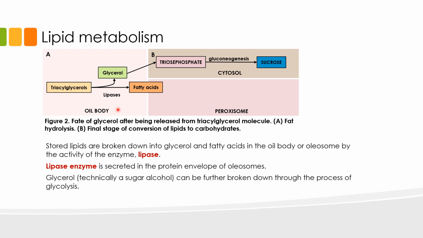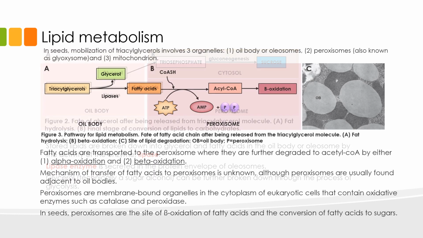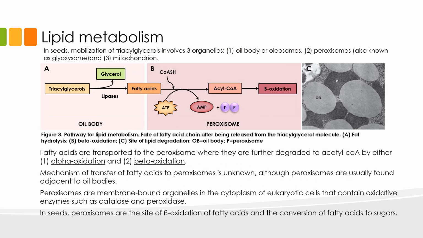After breaking down the triacylglycerol molecule into its component glycerol and fatty acids, the glycerol molecule will then be transported to the cytosol, where it will be converted to sucrose through the process of glycolysis. What will happen to the fatty acids that were cleaved from the glycerol molecule? The fatty acids will go to the peroxisome.